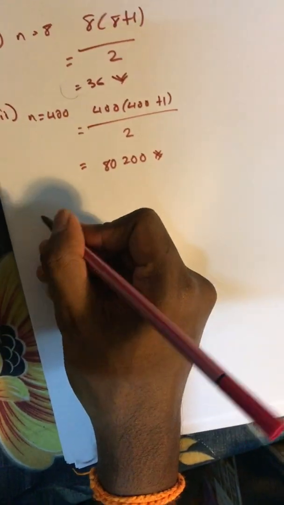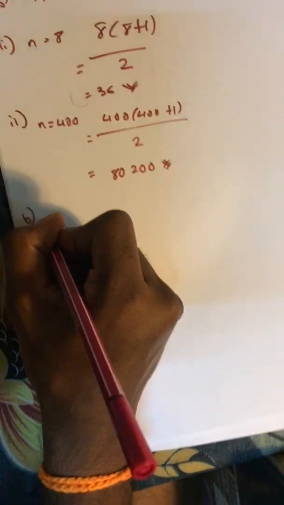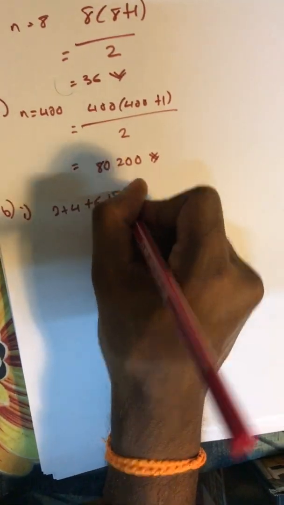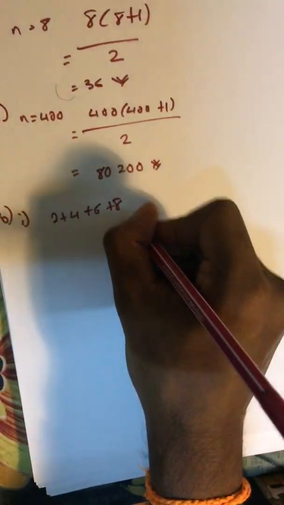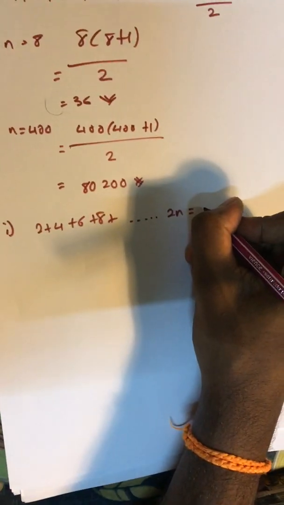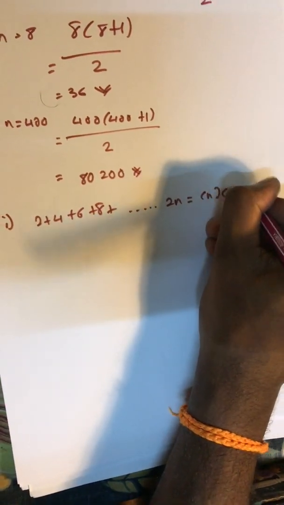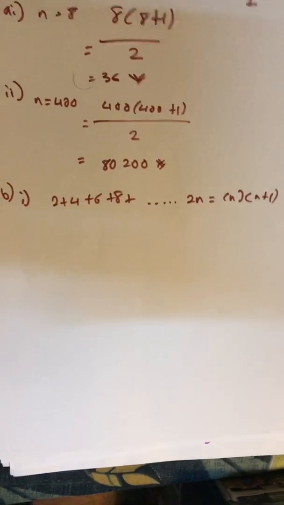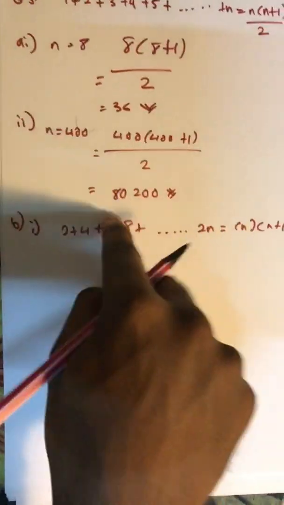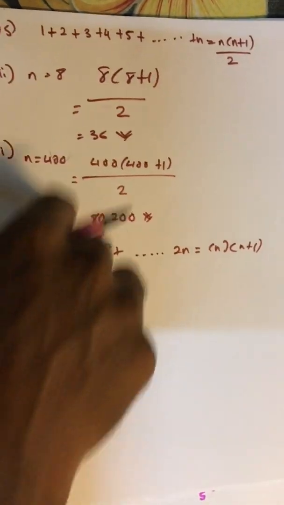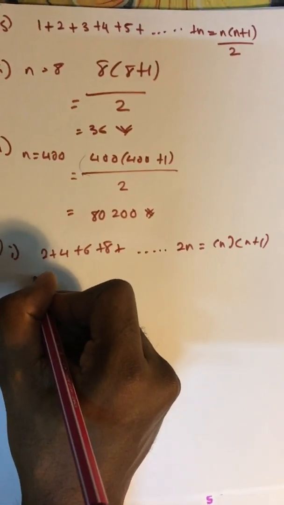Now for question B, it's a bit trickier, especially B1. They say 2 plus 4 plus 6 plus 8, and then plus an indefinite number, up to 2n, equals n bracket n plus 1. So they want you to show how we get this formula. The trick is, actually there is a times 2 in all of them: initially 1 times 2 you get 2, 2 times 2 you get 4, 3 times 2 you get 6. So actually I can write it in this way.